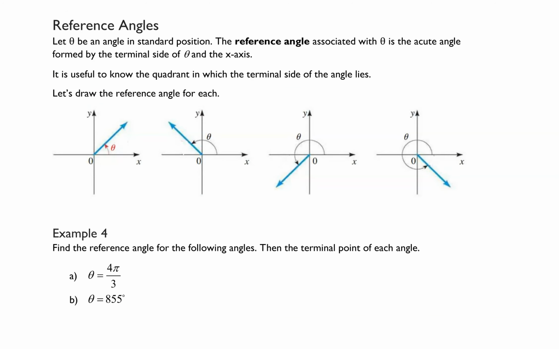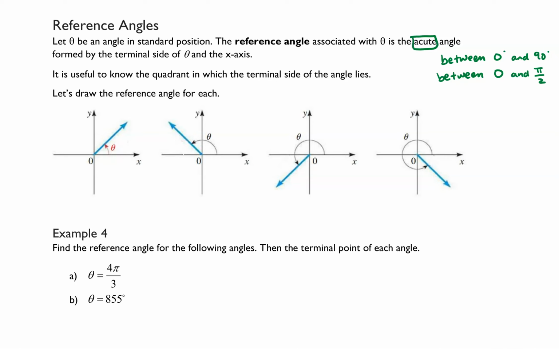Next, we're going to be talking about reference angles. Let theta be an angle in standard position. The reference angle associated with theta is the acute angle formed by the terminal side of theta and the x-axis. And recall, acute angle means that the angle is between 0 degrees and 90 degrees, or if we're talking about radians, it's between 0 and pi over 2 radians.